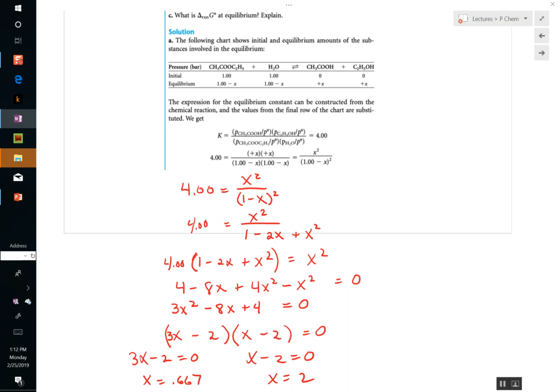Yeah. So is that a logical number? Not for this one, though. No, not for this one. So we can discredit that one because you can't lose 2 moles of either of those reactants. But you can lose 0.667 moles.